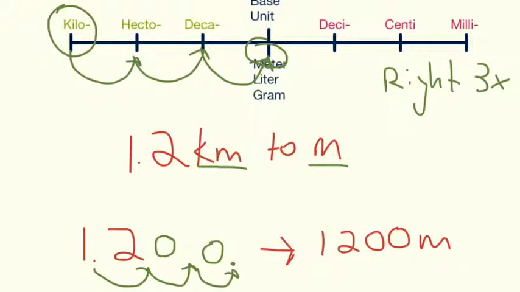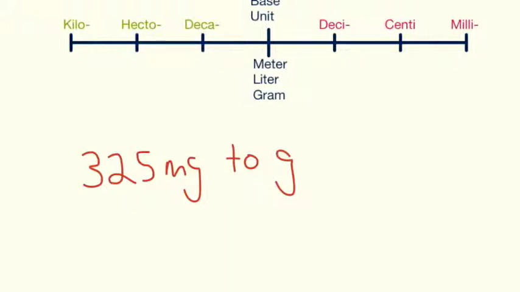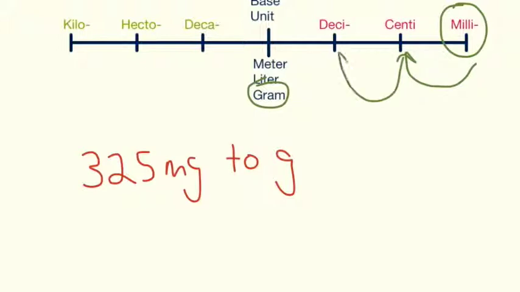Let me do one more example and then we'll go on ahead. This time I want to go from milligrams to grams, in this case 325 milligrams to grams. So I'm starting from milligrams, so I find milli on my number line. And I'm going to grams, so I find gram on my number line. Now I need to count how many steps and in what direction I have to go. So for example, I need to go left 1, 2, and 3 to get to gram. That's left 3 times.